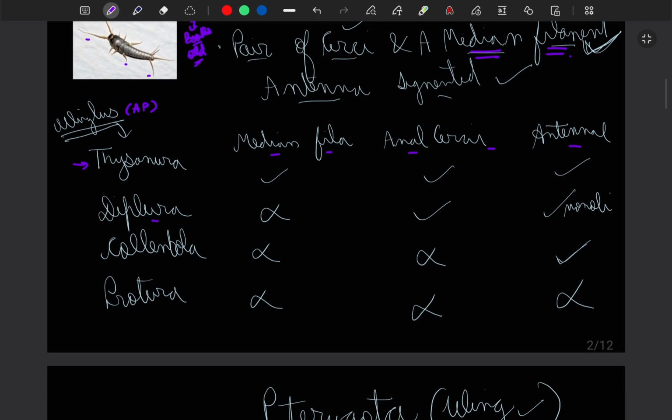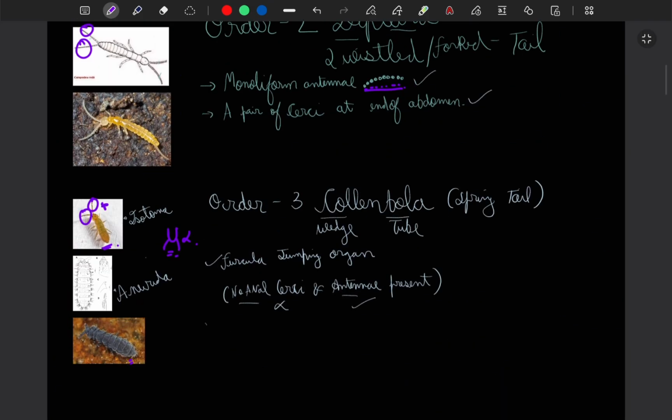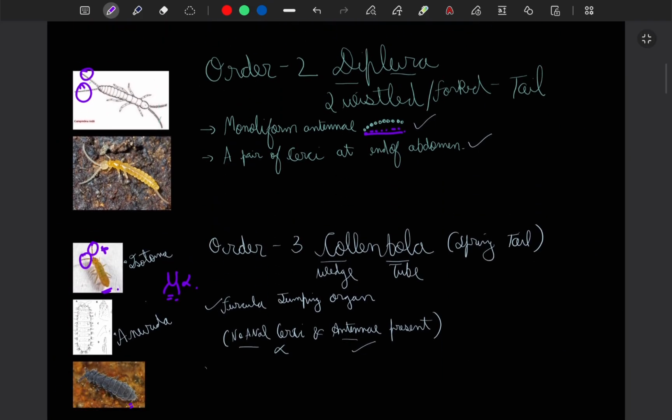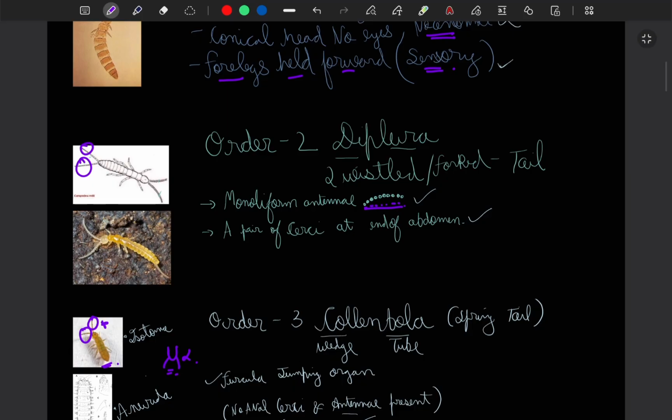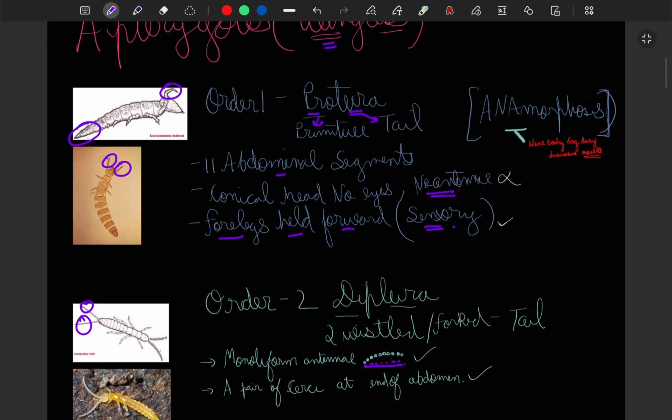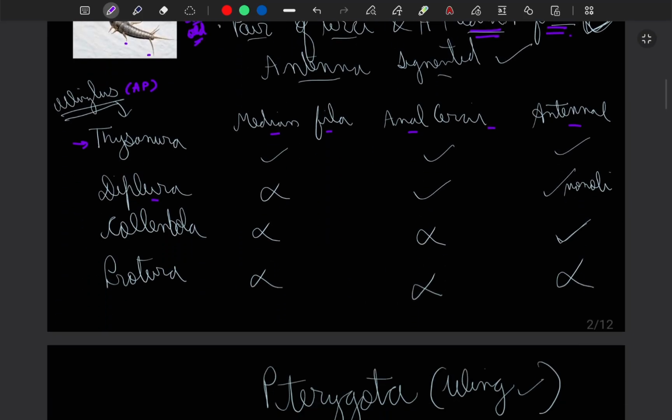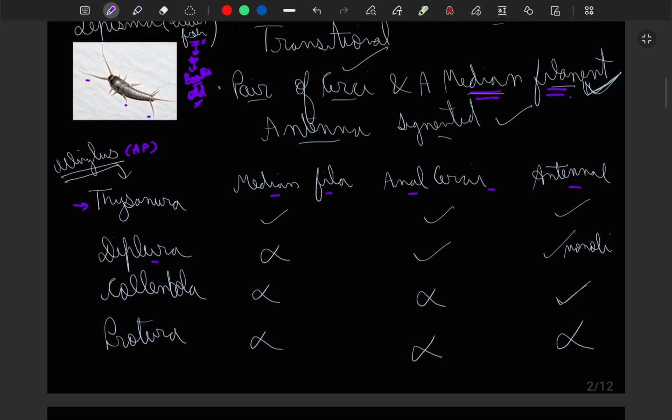Now Collembola doesn't have any of them, no median filament, no anal cerci. It has antennae, I'm so sorry, but Protura doesn't have any of them. As you can see, Collembola has antennae, Protura doesn't have. See, it's clearly demarcated. By this you can easily remember the Apterygotes.